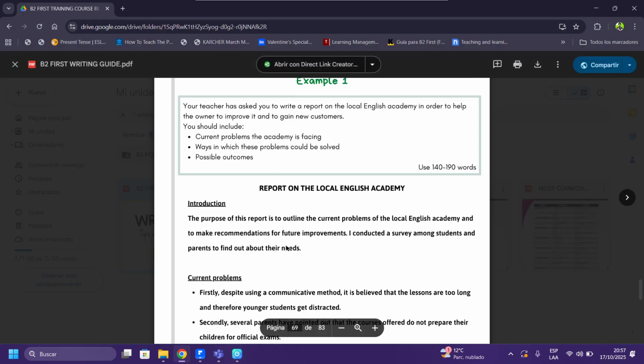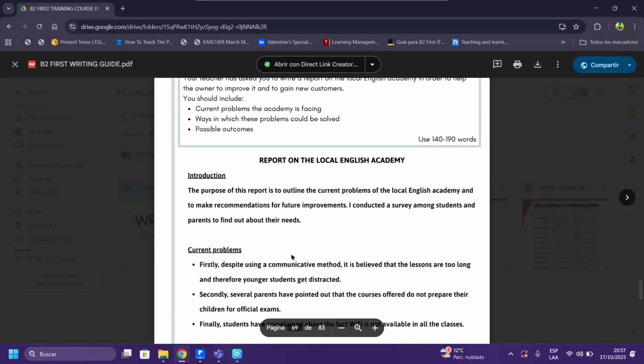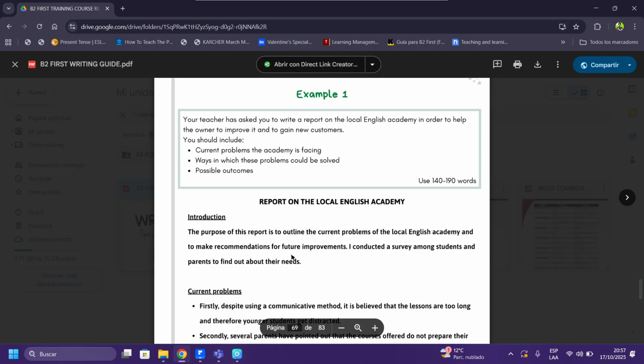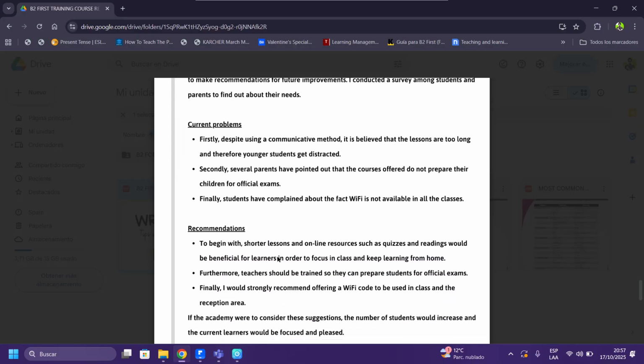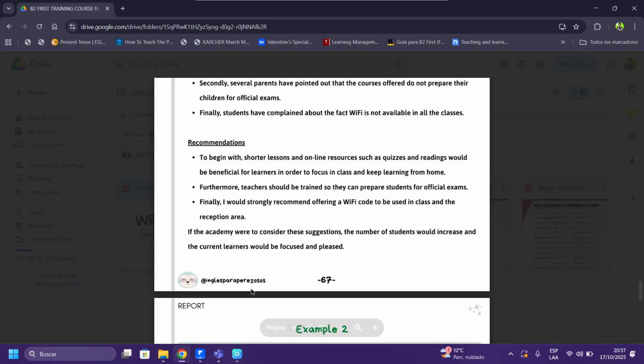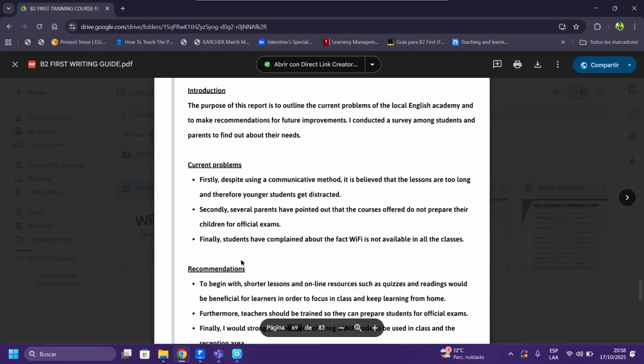Yes, that is it. So it means that you have here the model answer, an example. First of all, you have to think of a proper or suitable title. For example, the writer here has written the report on the local English Academy. That is the title. And then, which is so important, you have to write the subheadings: Introduction, then the second paragraph, current problems, then recommendations, and finally, conclusion.